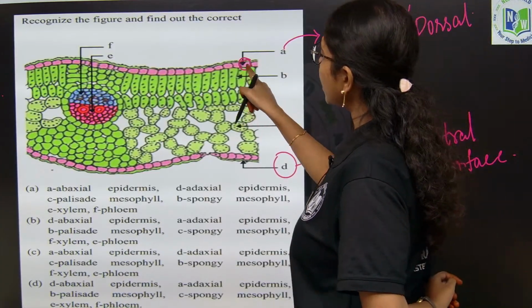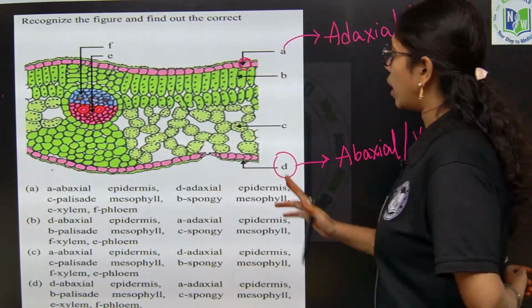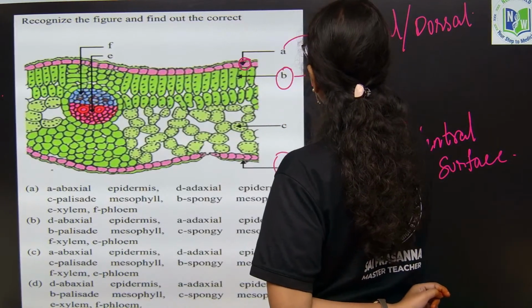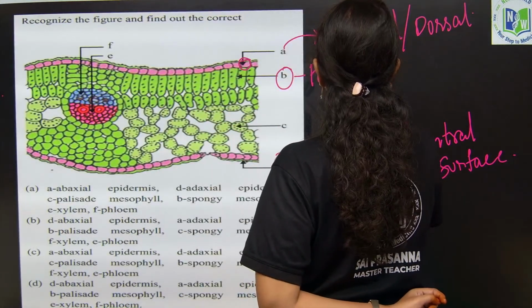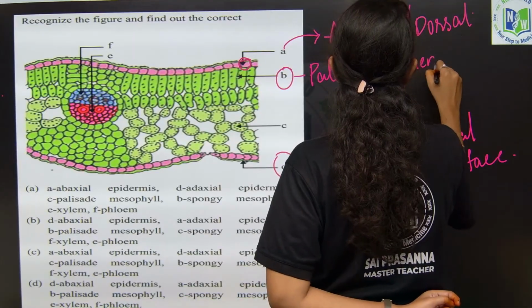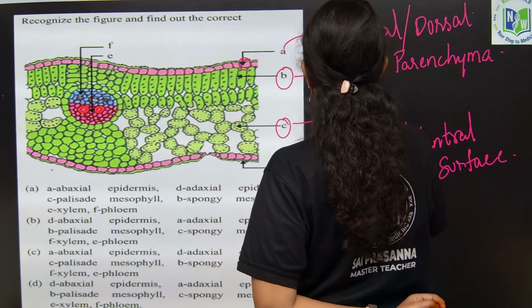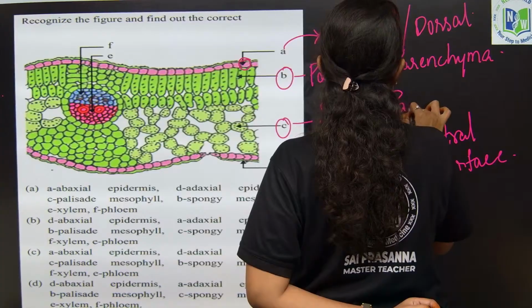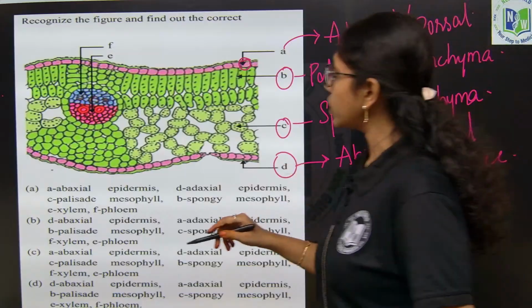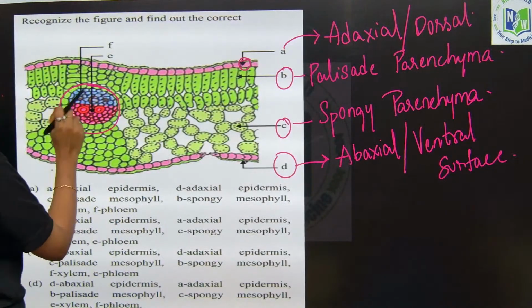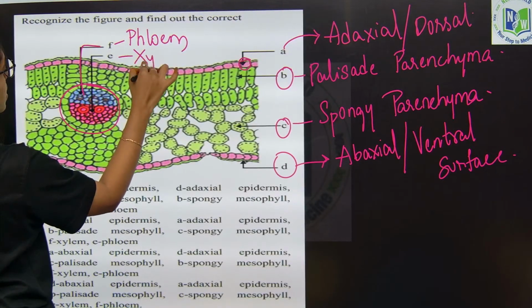Next, B, if you see, mesophyll is differentiated into palisade parenchyma and spongy parenchyma. So, B is what? Palisade parenchyma, which is below the dorsal surface or below the adaxial surface. Fine. And C is what? Spongy parenchyma. Fine. And then here if you see, this is what? Vascular bundles, where F is phloem and E is xylem.